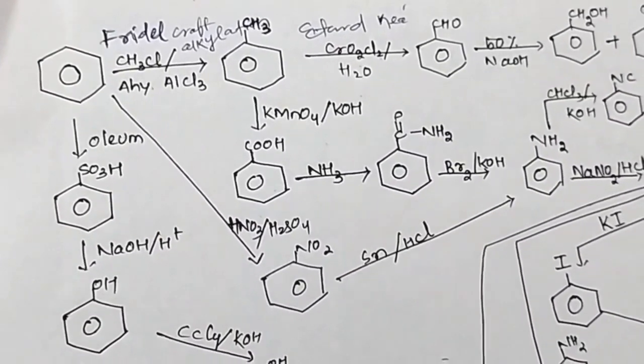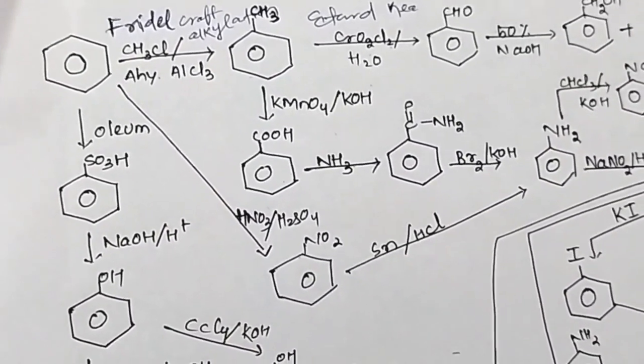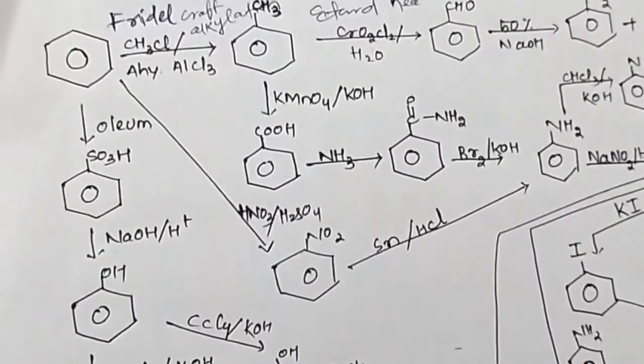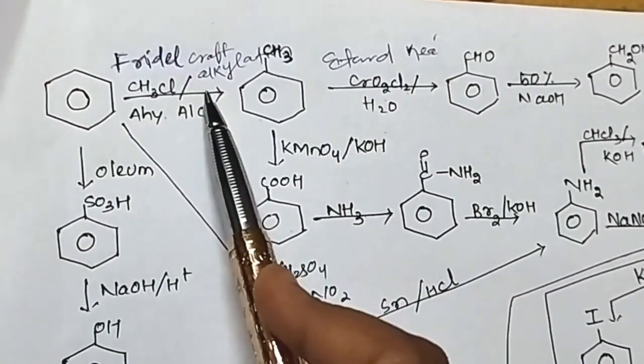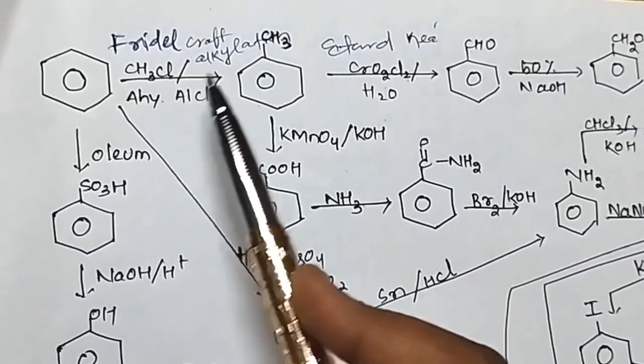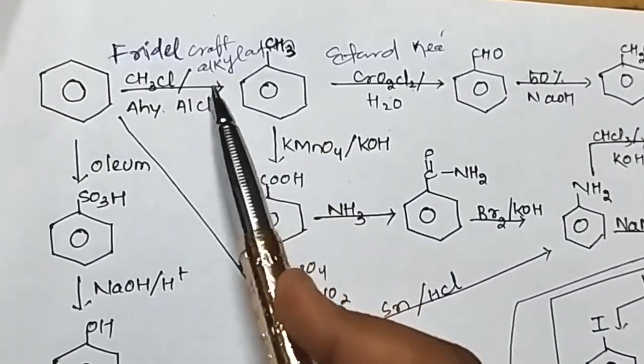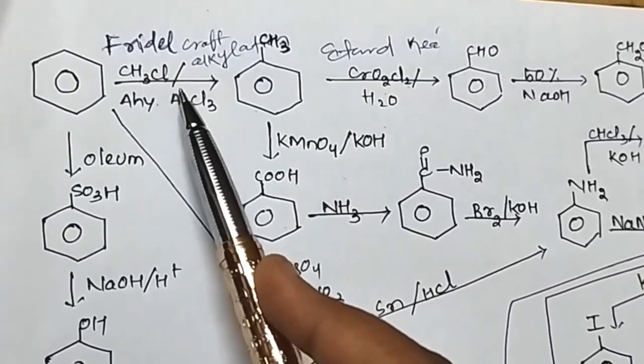Hello everyone, in this video I am going to discuss some basic aromatic interconversion. So let's get started. When benzene is treated with methyl chloride in presence of anhydrous AlCl3, then toluene is formed, and this reaction is known as Friedel-Crafts alkylation.